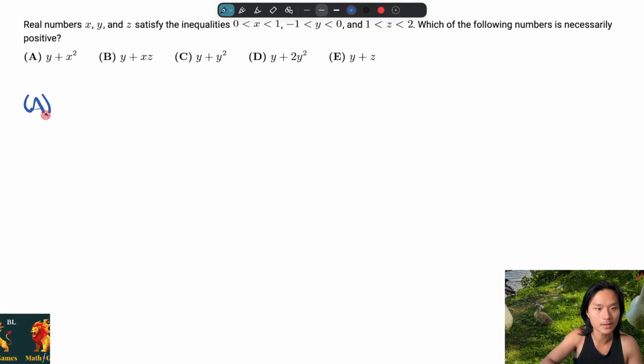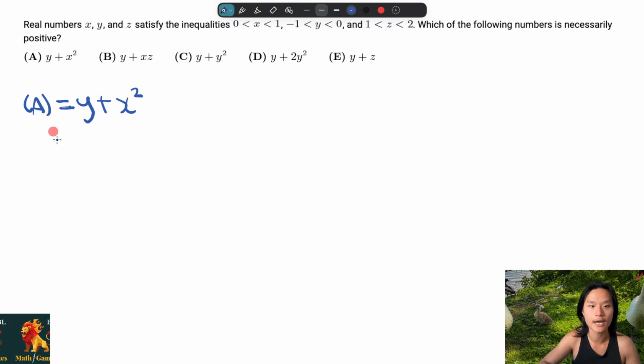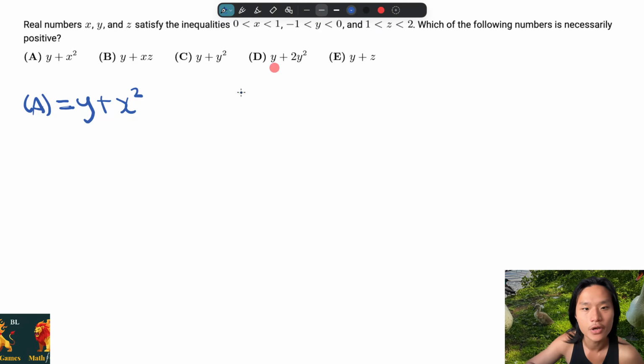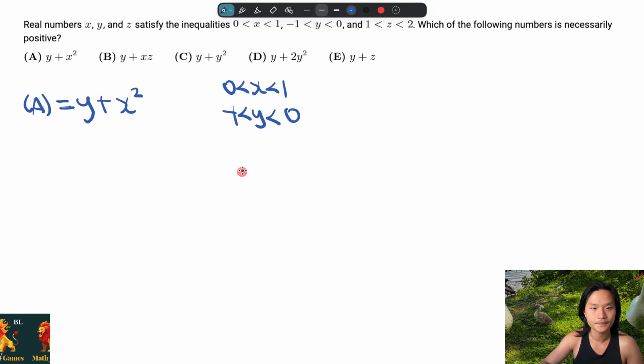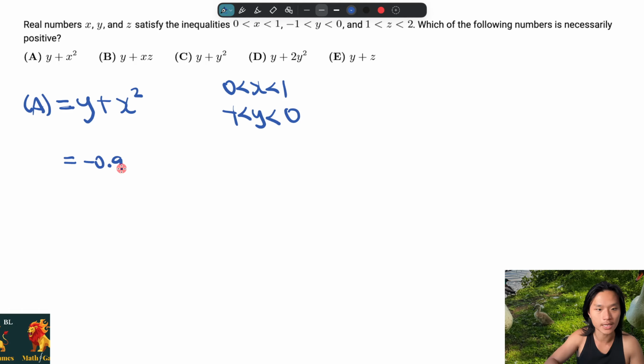So we have A equals y plus x squared, okay? So we want to try and make this negative. So we know that we have 0 < x < 1 and -1 < y < 0. So let's say y is -0.9. So -0.9 plus x squared. And let's say x is very close to 0. So 0.1. So 0.1 squared.